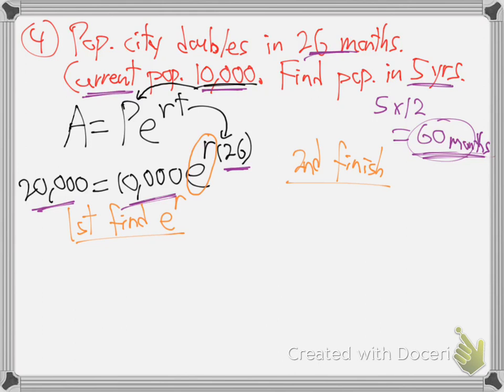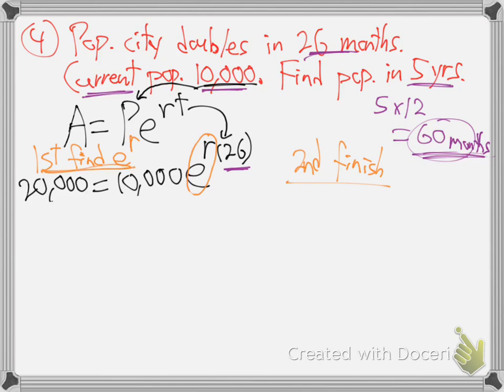So, in fact, let me move that up and get it out of the way. How am I going to find e to the r? Well, let's divide by that 10,000, huh? That's for sure a good move.